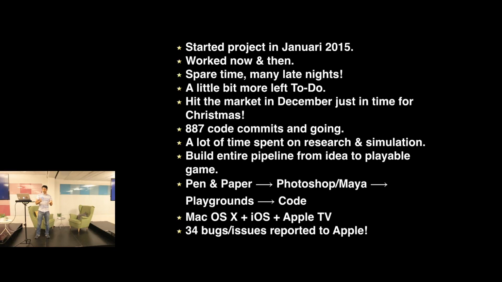But I spent a lot of time on research and simulation to build this pipeline, because my next game should only take 2 or 3 months. It depends on how advanced it is. So basically the pipeline is: start from pen and paper, take that to Photoshop and Maya, and then do some Playgrounds, and then start coding, and continue like that. And the game will work for Mac, iOS, and Apple TV.